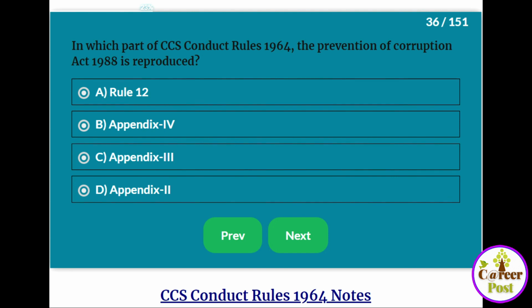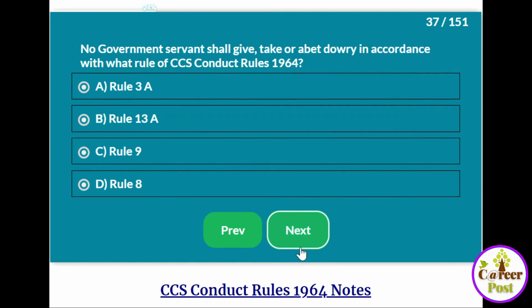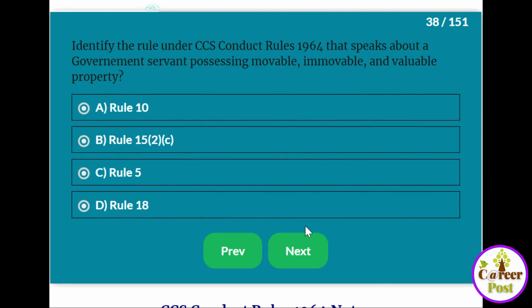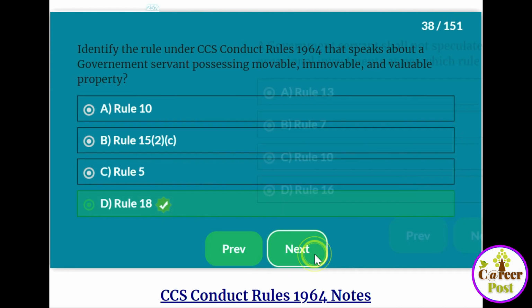In which part of CCS Conduct Rules 1964 is the Prevention of Corruption Act 1988 reproduced? It is in Appendix 4. No government servant shall give, take or abet dowry in accordance with which rule of CCS Conduct Rules 1964? It is Rule 13A. Identify the rule under CCS Conduct Rules 1964 that speaks about the government servant possessing movable, immovable and valuable property. It is Rule 18.